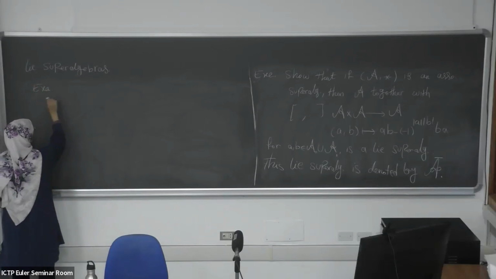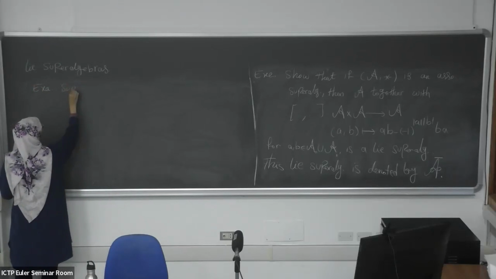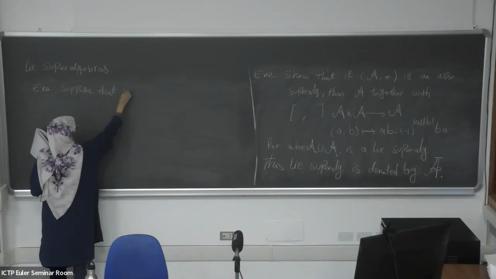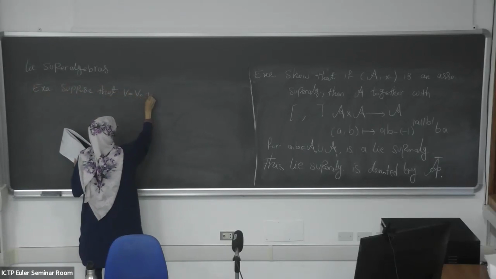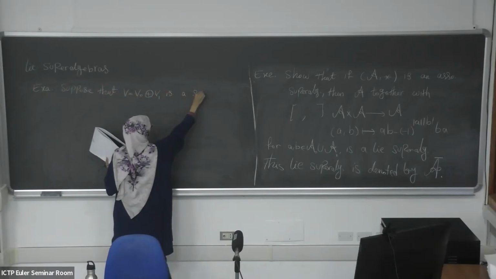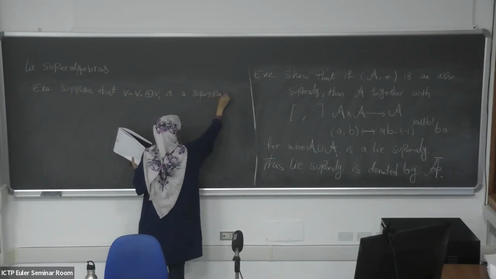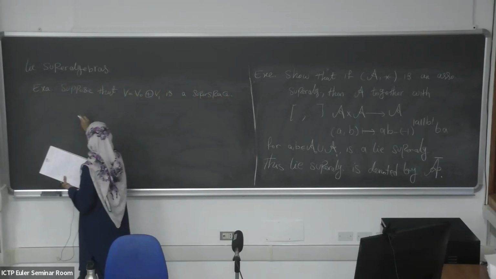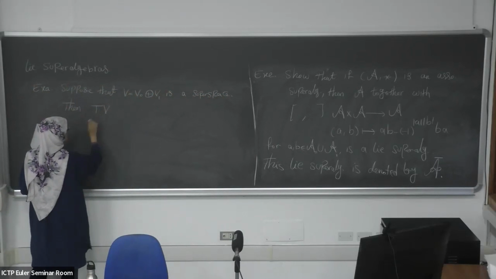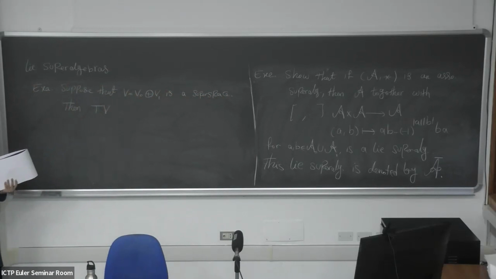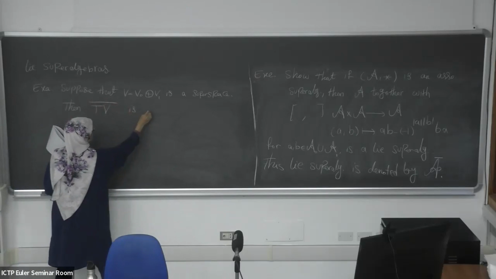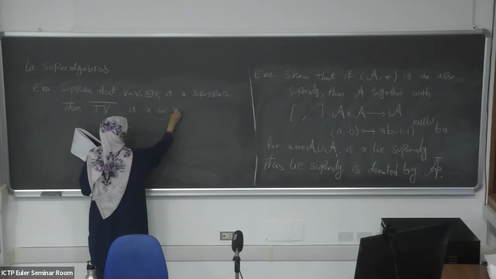As the first example, suppose that E is a superspace. Then, as I told you, TV is a unital associative superalgebra. So TV bar is a Lie superalgebra.